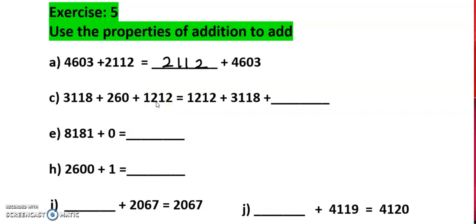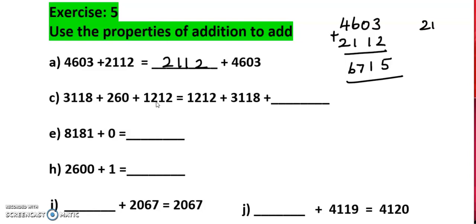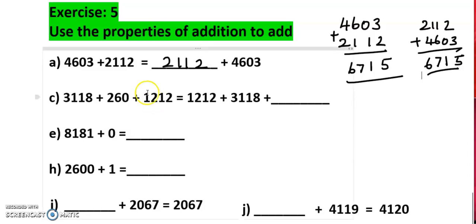It is in order property. If you want, you can add and then check also. 4603 plus 2112. 3 plus 2, 5. 0 plus 1, 1. 6 plus 1, 7. Next 4 plus 2, 6. Then you can interchange and add 2112 plus 4603. What will you get? 2 plus 3, 5. 1 plus 0, 1. 1 plus 6, 7. Next 2 plus 4, 6. So you will get the same answer. Two numbers can be added in any order and you will get the same number. So that is order property. Here we have used order property.